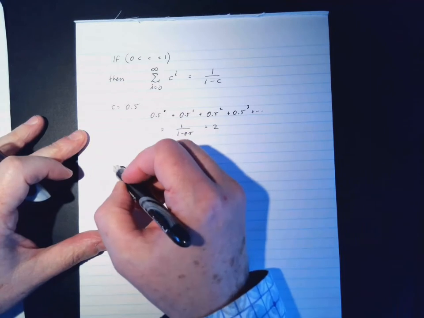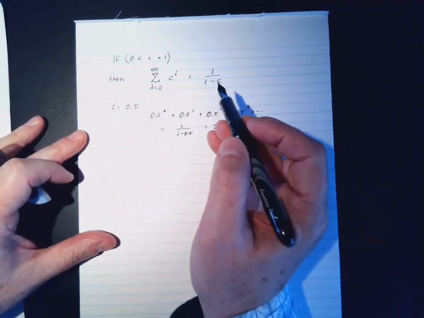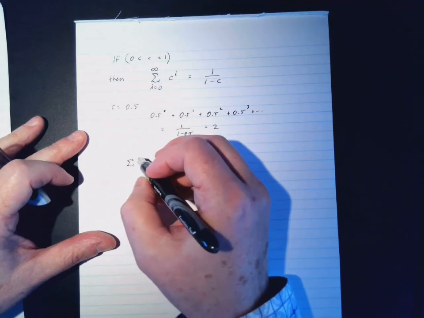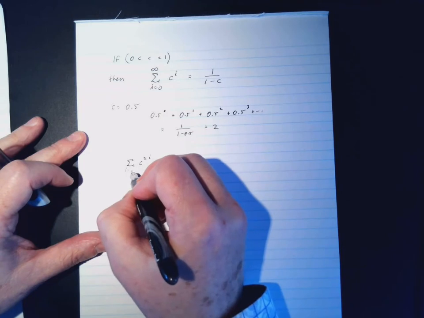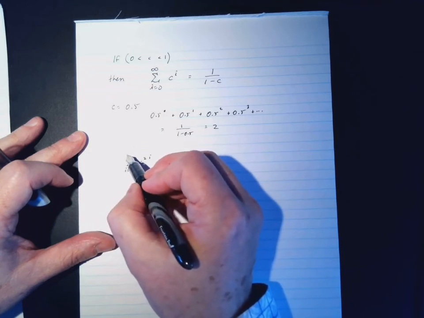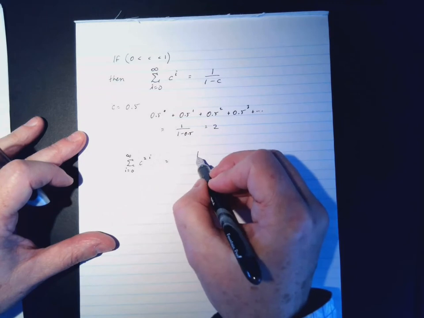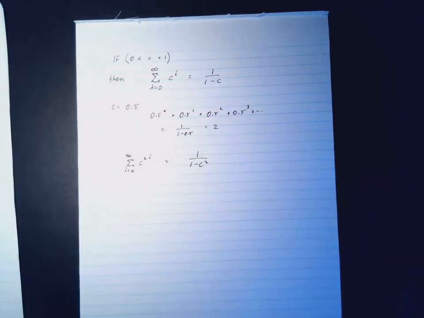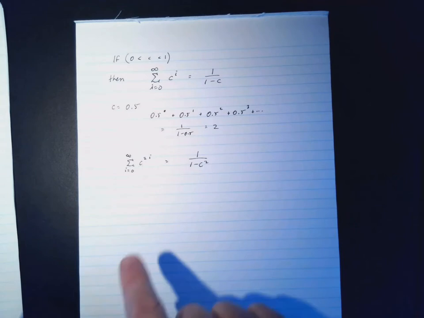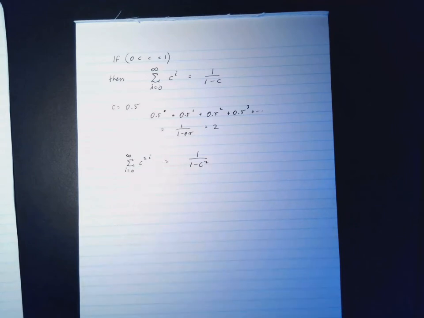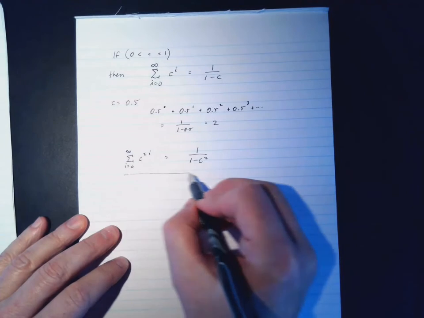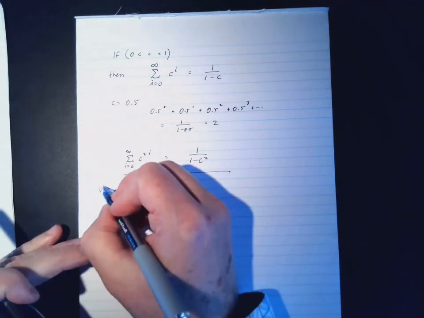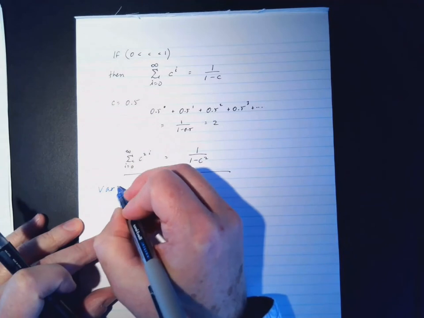Now, what if we square c? Well, then the sum of c squared to the power of i is just going to be 1 over 1 minus c squared, because we can just do a change of variables, substituting in a different variable, which turns out to be c squared, and so that will hold. So with that in mind, let's compute the variance of our AR1 error term.